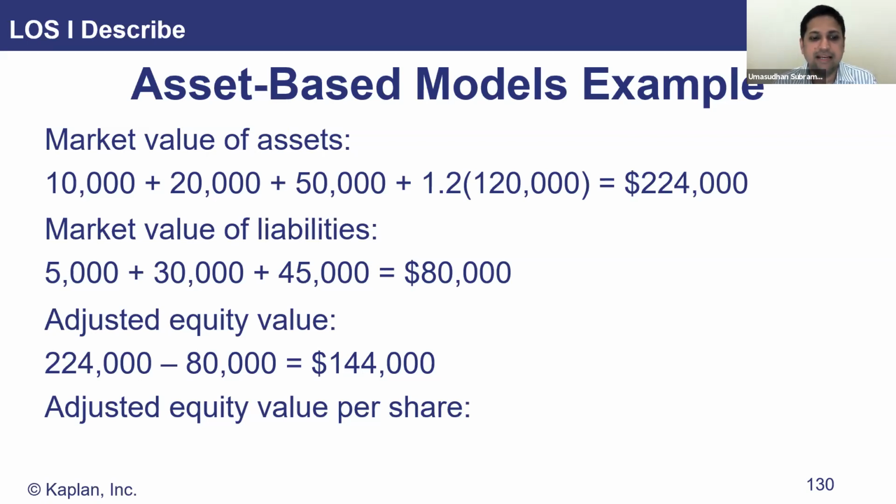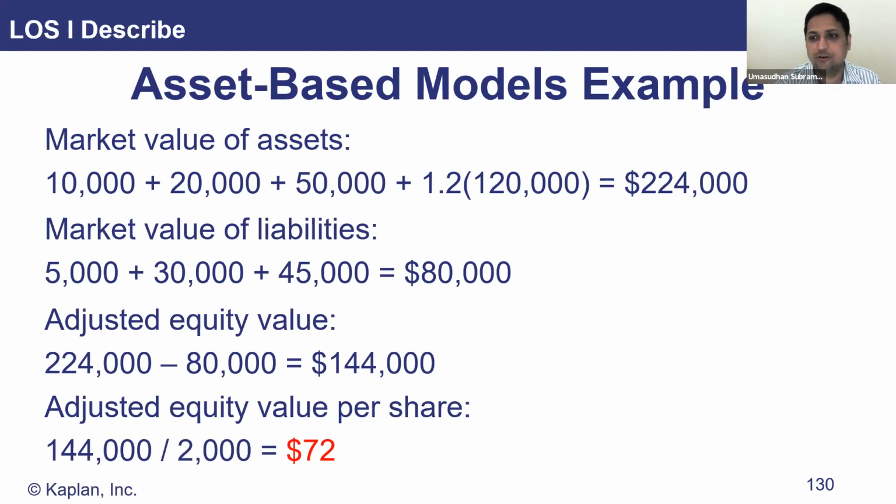So adjusted equity value per share: 144,000, your total equity value, divided by 2,000. So the book value per share is $72.